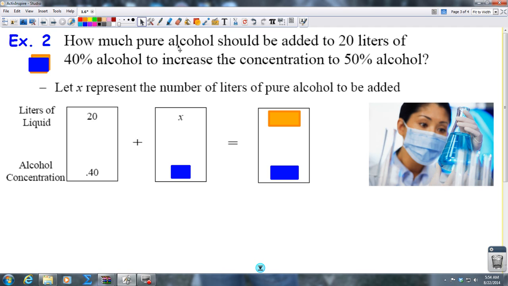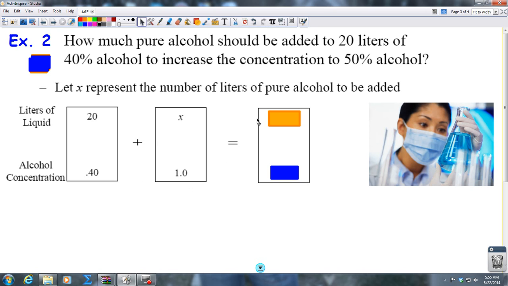What is pure alcohol? What does it consist of? Is it 40%, 50%, 60%? It's pure. That's right. Some of you are probably saying it right now. It's 100%. And in mathematics, you're going to let the number 1 represent that 100%.